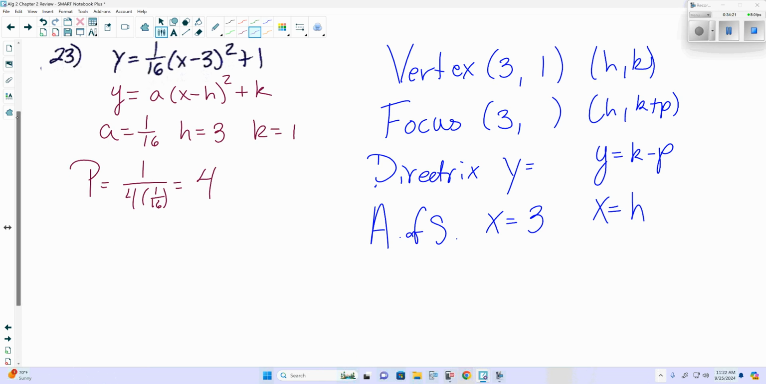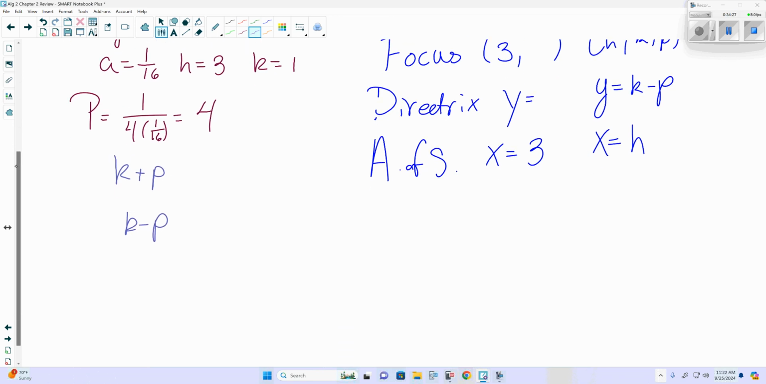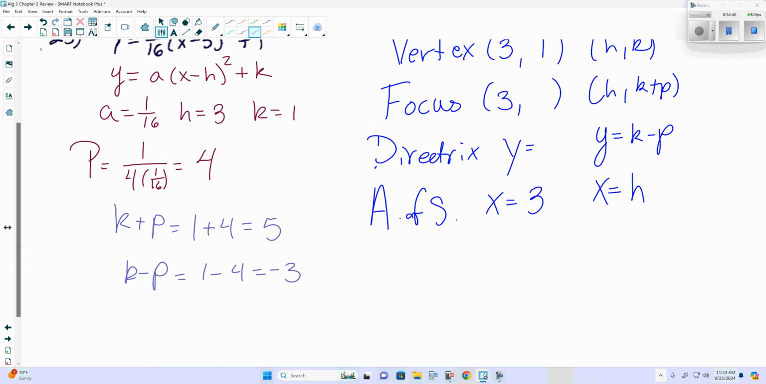And the two parts that we're missing are k plus p and k minus p. K plus p would be 1 plus 4, and 1 plus 4 is 5. K minus p would be 1 minus 4, which is -3. And we plug those into their spots respectively.